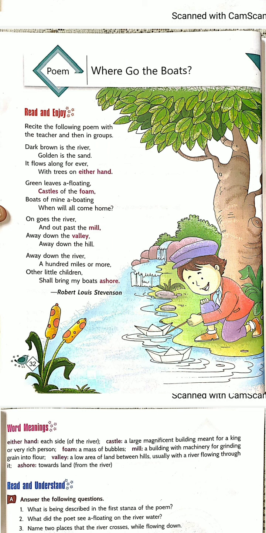Through this poem, the poet is telling about how this river which he is describing here flows through different parts of nature. He is describing the journey of his paper boat made by him. This was the poem. I hope you have understood the poem.